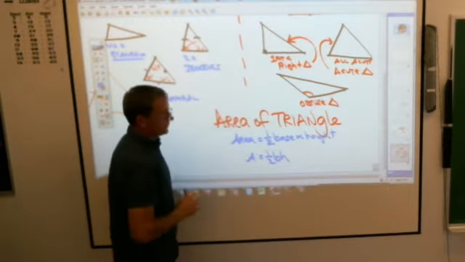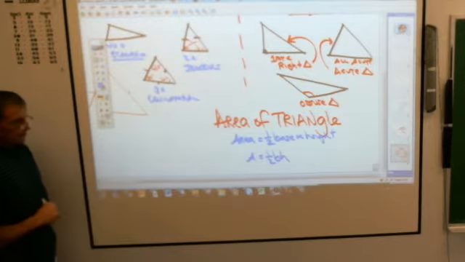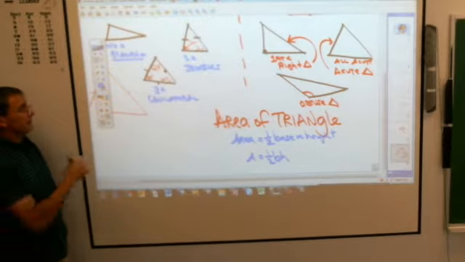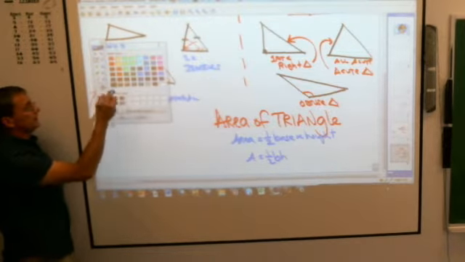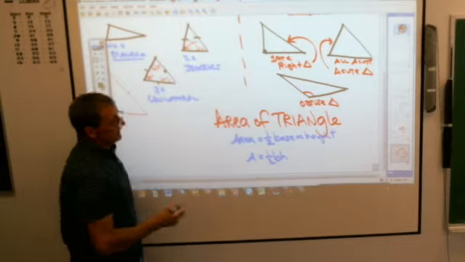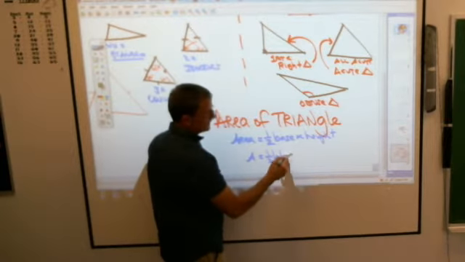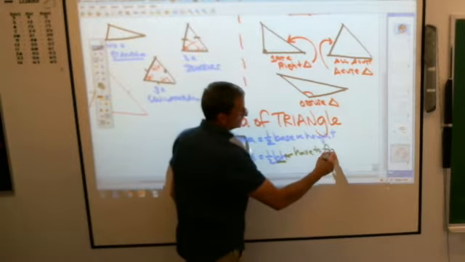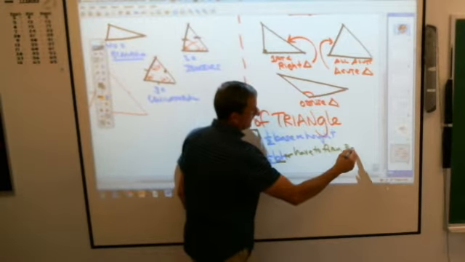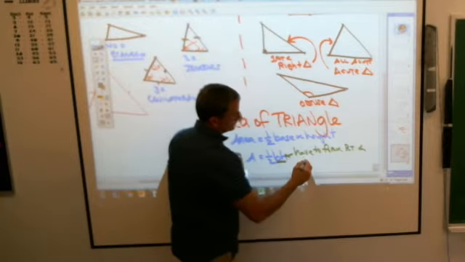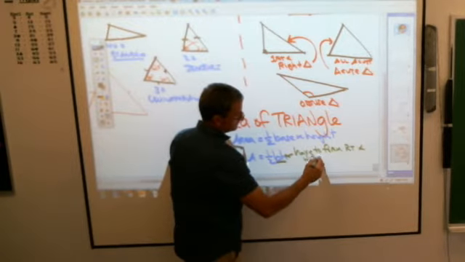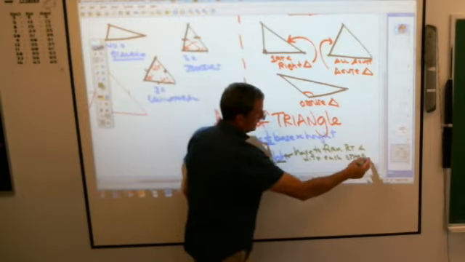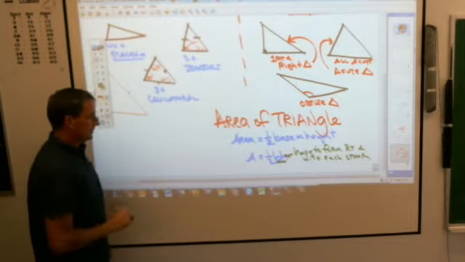Now here is the kicker, ladies and gentlemen. Notice it didn't say 1/2 length times width. In math, when they use base and height, they do that for a reason. And the reason is this. The base and the height have to form right angles with each other.